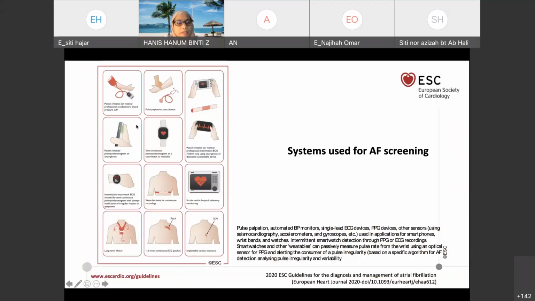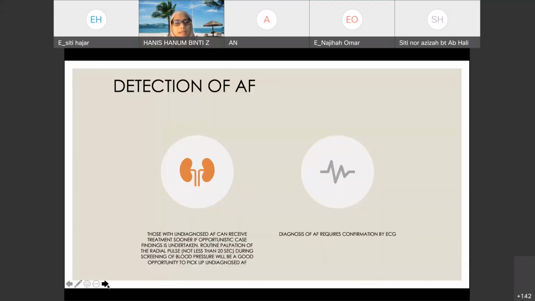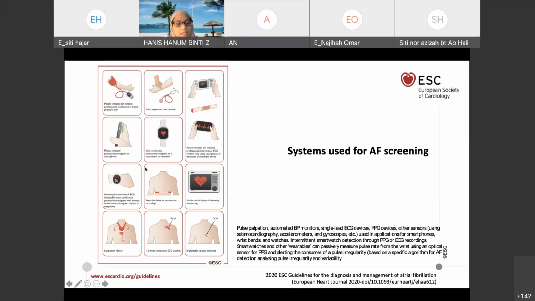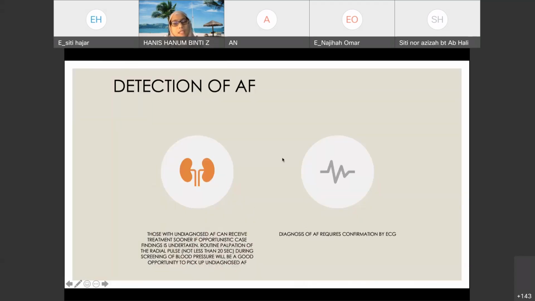Like I said, there are various methods here. But in order for you to diagnose AF, you have to present to the hospital and get it confirmed by an ECG. So that's why whenever you wear all these devices or you go and get yourself checked at the community pharmacy, we always have to tell them you need to go to your nearest hospital or clinic, get the ECG done and checked whether you have AF or not.